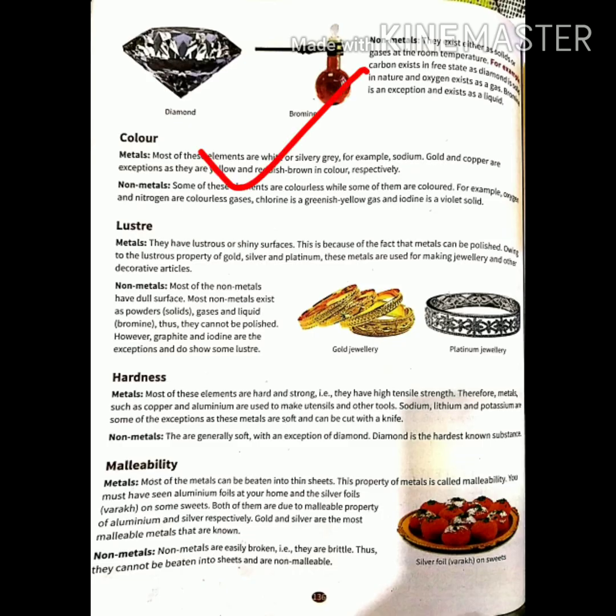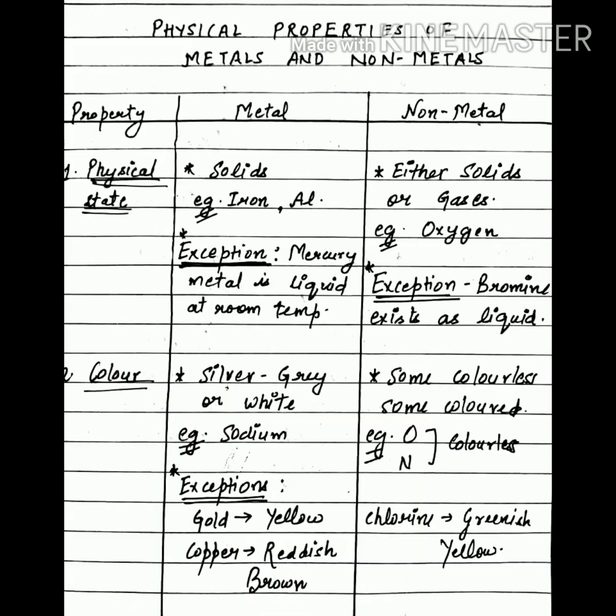Then the second property we have is the color of metals and non-metals. Metals can be silver, grey or white in color. But the exception we have is gold, which is a metal and is yellow in color. Same with copper, which is a metal and does not have any white or grey color, rather it has a reddish brown color. And in case of non-metals, some are colorless and some are colored.